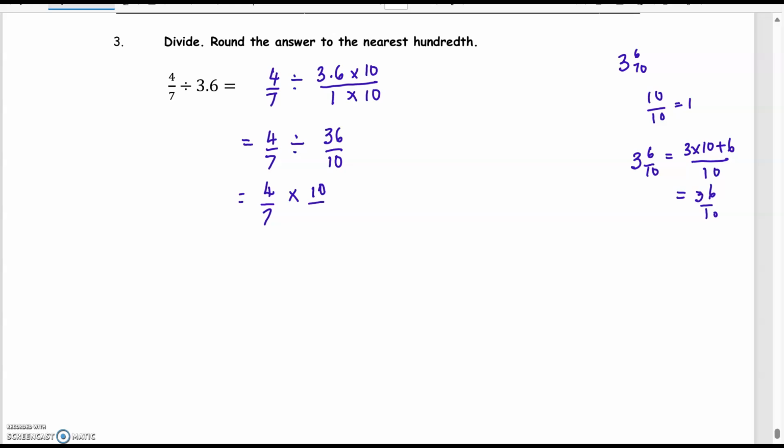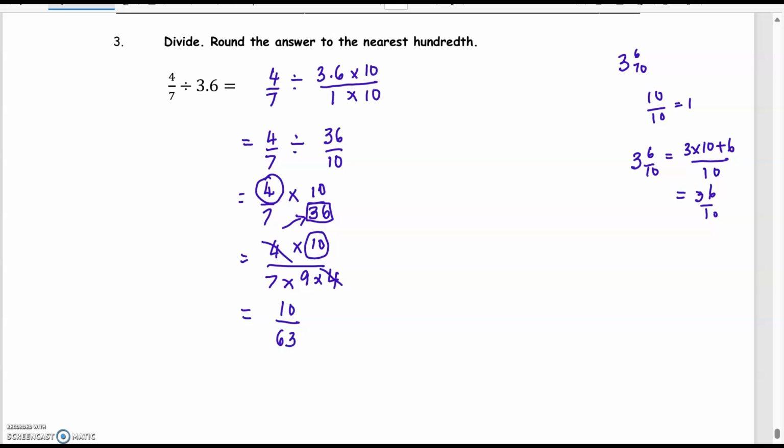and flip the fraction. 10 over 36, so it's 4 times 10 divided by 7 times 9, because 9 times 4 is 36. The reason I split this is because I see 4 as a factor of 36. So we cancel the 4's. Nothing else cancels because the only factors of 10 are 2 and 5. So we have 10 divided by 7 times 9, which is 63.